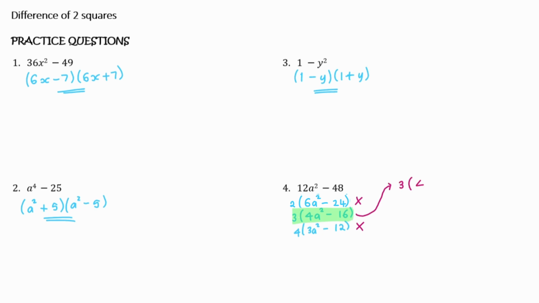So if we rewrite this now as 3 bracket 4a squared minus 16, we can factorize the bracket as a difference of 2 squares. So we would put the 3 outside as it is. The square root of 4 is 2, so we would put 2a, and the square root of 16 is 4, so we would put 4. So the first bracket would be 2a minus 4, and the second bracket would be 2a plus 4.